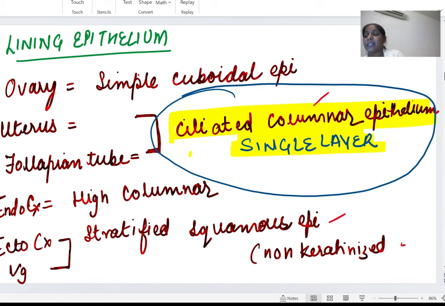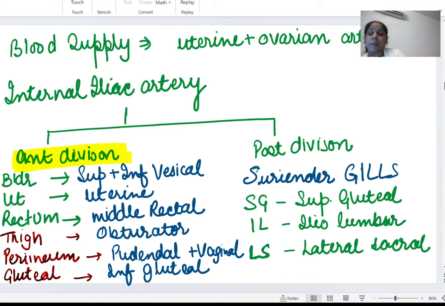Epithelium of uterus and fallopian tube is single layer ciliated columnar. Okay, let us go to the blood supply. What is the blood supply of the uterus? Uterine and ovarian. Ovarian artery also contributes.